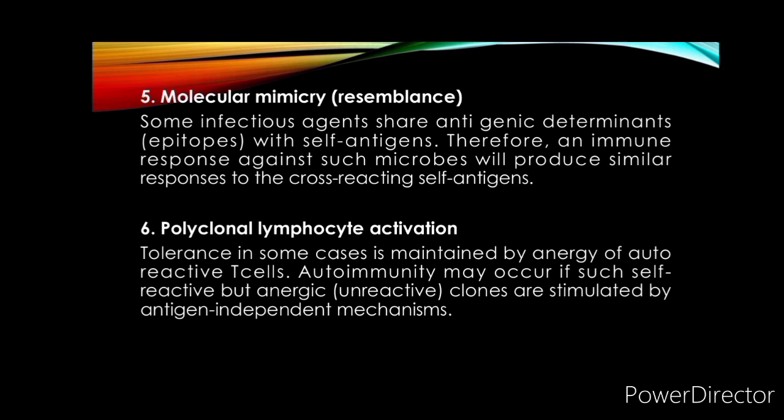Number 6. Polyclonal lymphocyte activation. Tolerance in some cases is maintained by anergy of autoreactive T cells. Autoimmunity may occur if such self-reactive but anergic clones are stimulated by antigen-independent mechanisms. The best example is bacterial lipopolysaccharide, which induces mouse lymphocytes to form anti-DNA, antithrombocyte and anti-red cell antibodies in vitro.